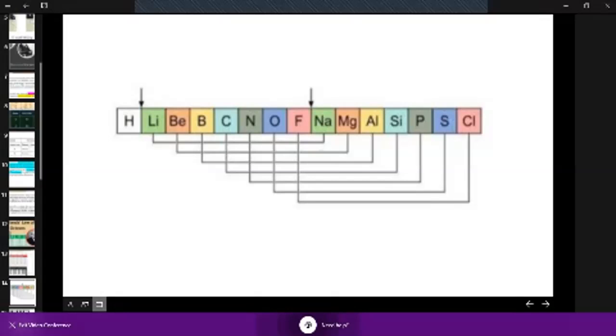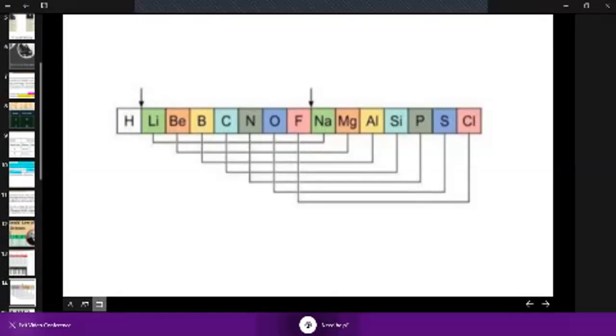Let's say this is 1, 2, 3, 4, 5, 6, 7, 8. So beryllium could be placed in the same group with magnesium. That was his idea, the law of octaves. You count 8, and then that 8th element should be placed in the same group with that particular element from where you started from. That was his idea.